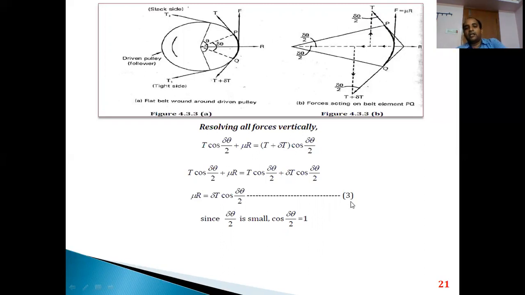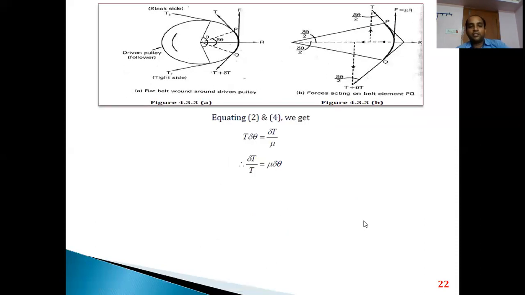I already mentioned that the angle delta theta by 2 is very small, and you already know the cos value of 0 is 1. So as the angle goes smaller, cos delta theta by 2 is equal to 1 itself, which means mu R is equal to delta T, or you can write this equation as R is equal to delta T by mu. Now that we have both equations, we can equate them together, that is 2 and 4, and we get T delta theta is equal to delta T by mu, or delta T by T is equal to mu delta theta.